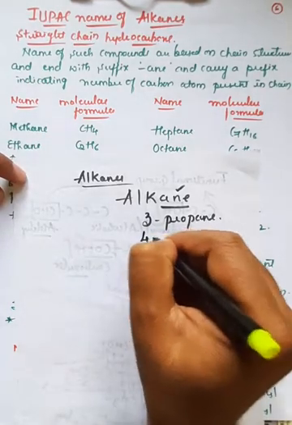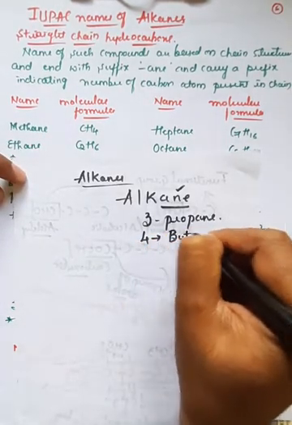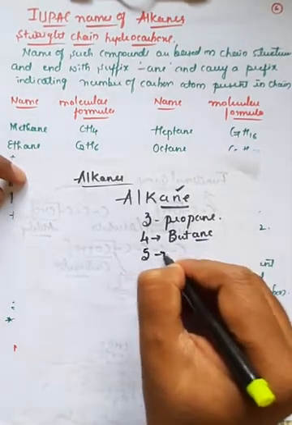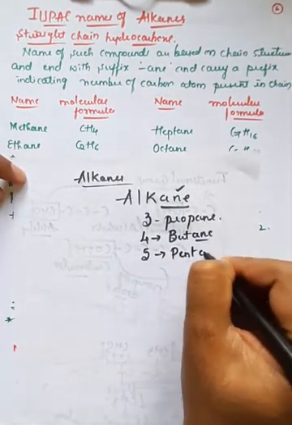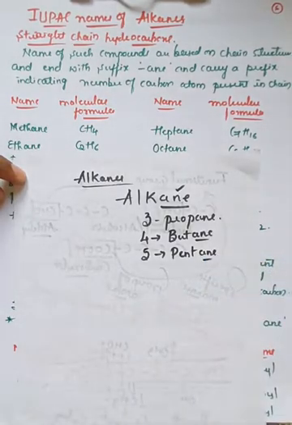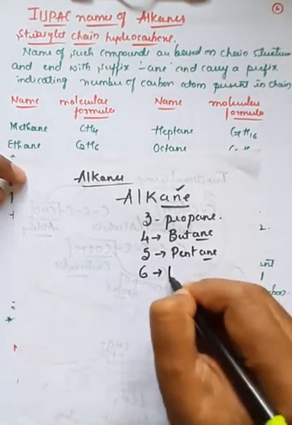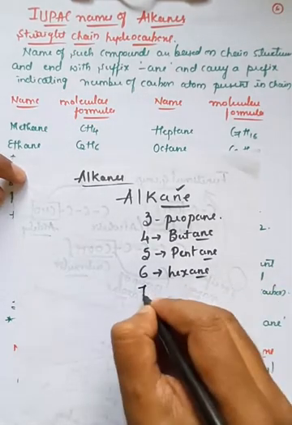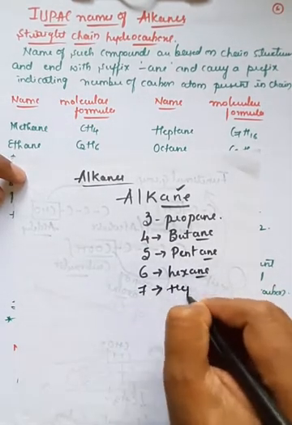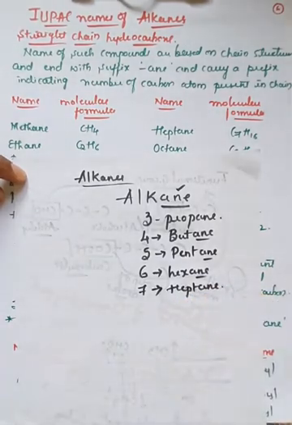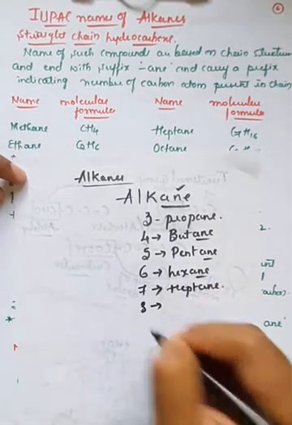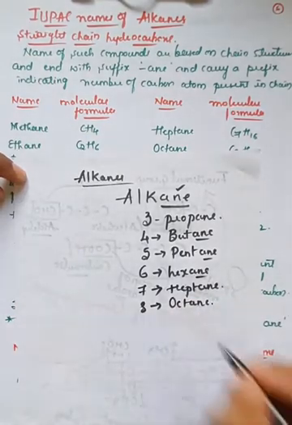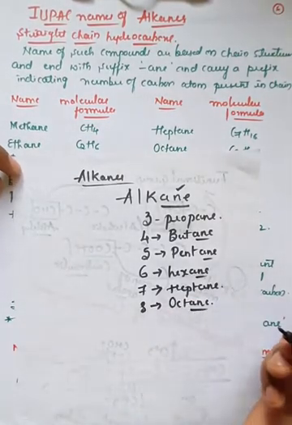If it consists of 4, we call it butane. If it consists of 5 carbon atoms, it is called pentane. If it consists of 6 carbon atoms, that is hexane. If it consists of 7 carbon atoms, it is called heptane. If it consists of 8 carbon atoms, it is called octane, like this. Ane is used as a suffix.